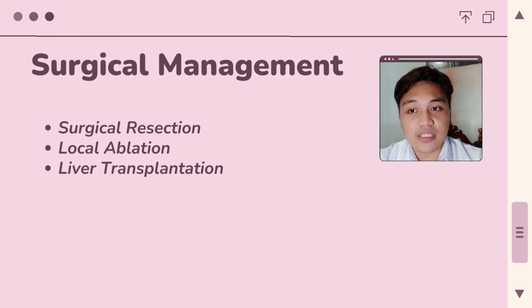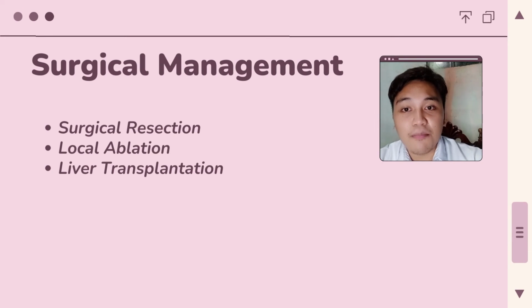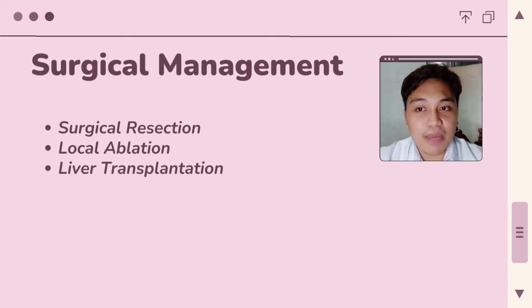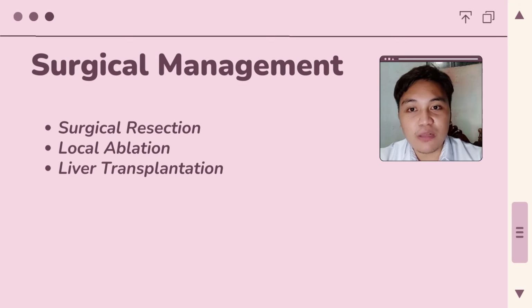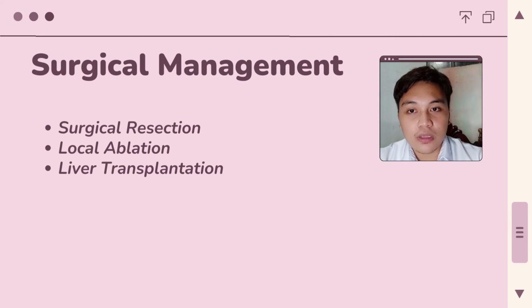Now, next is local ablation. In patients who are not candidates for resection or transplantation, ablation of HCC may be accomplished by chemicals such as ethanol or by physical means such as radiofrequency ablation or microwave coagulation.